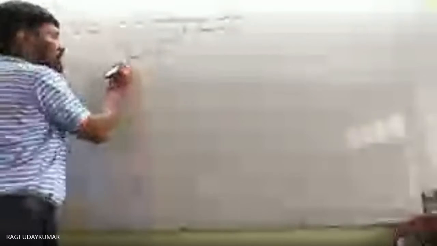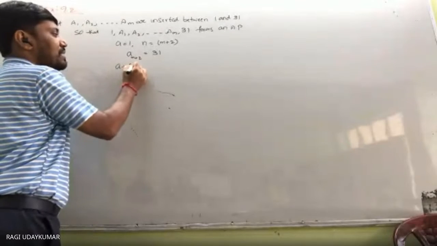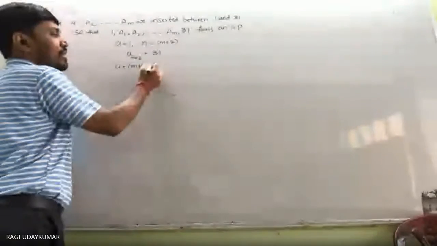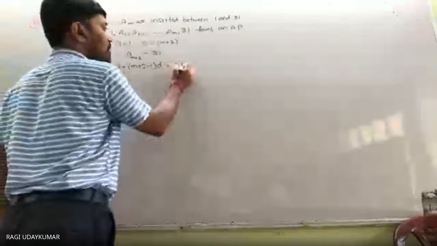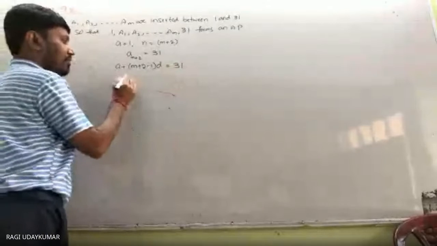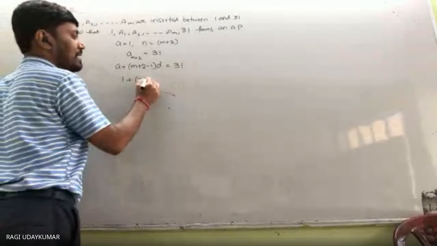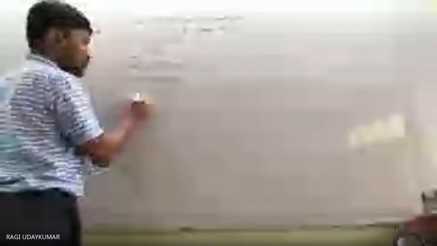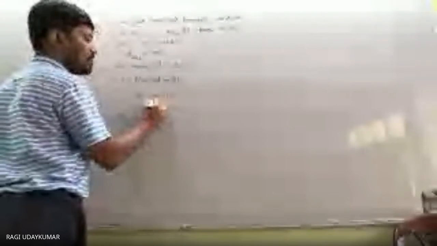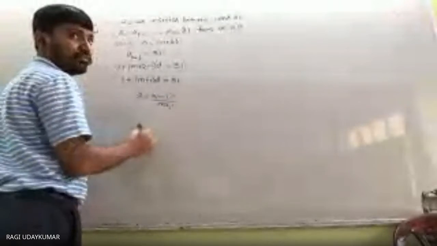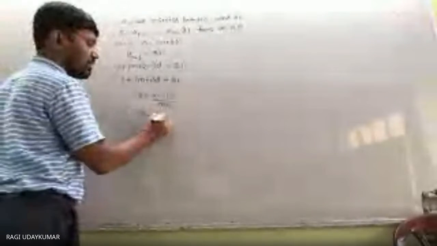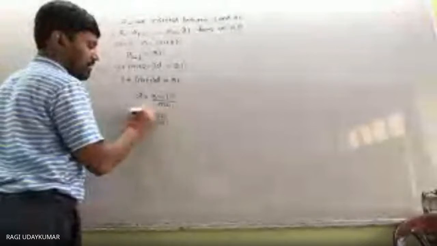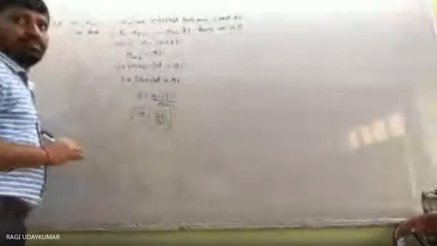a(m plus 2) can be written as a plus (m plus 2 minus 1) into d, is equal to 31. The a value is 1. So 1 plus (m plus 1) into d is equal to 31. So d is equal to (31 minus 1) by (m plus 1). So d is equal to 30 by (m plus 1). So the common difference you got.